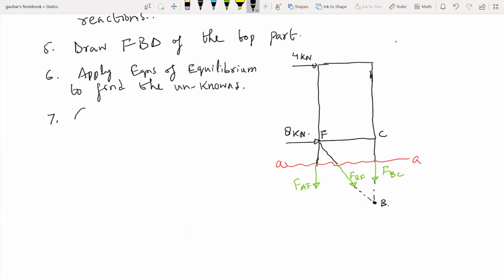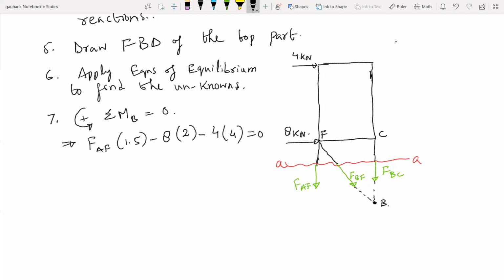Okay, so let's take moment, counterclockwise positive, summation of moments at point B equals to 0. If you do that, you get FAF times 1.5, which is the moment arm of this FAF. Then we have 8 kilonewtons force, so 8 times 2 is the moment arm, then -4 times 4 is the moment arm equals to 0, right?